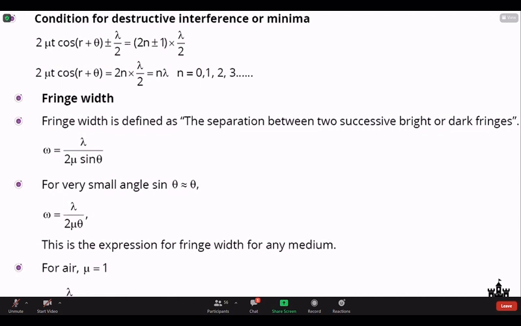For very, very small theta, the angular separation fringe width is equal to lambda by 2 mu theta. Many times the medium is air, so the fringe width is equal to lambda by 2 theta.